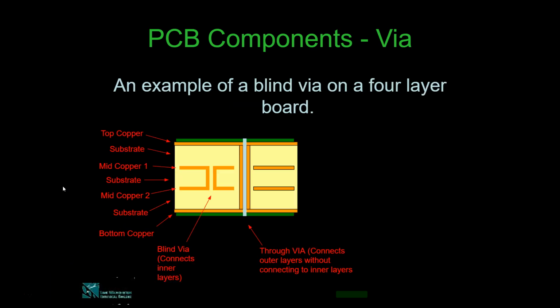Now an example of a blind via on a four-layer board. So this is a four-layer board of layer 1, layer 2, layer 3, and layer 4. Here this is also a via because this is your copper. This is a conductive path in your PCB, and here also this is the conductive path, and this portion here is your blind via.